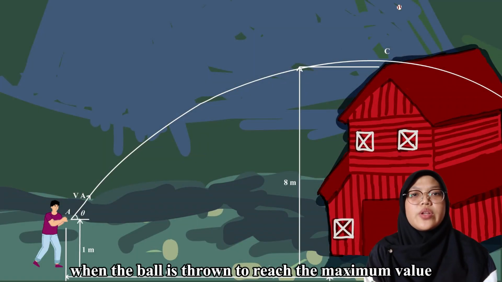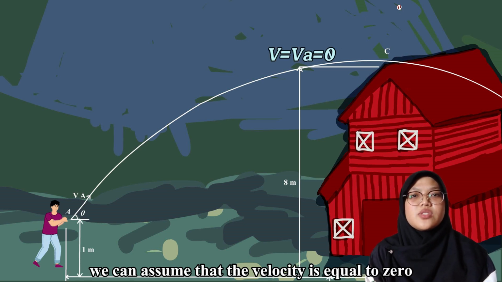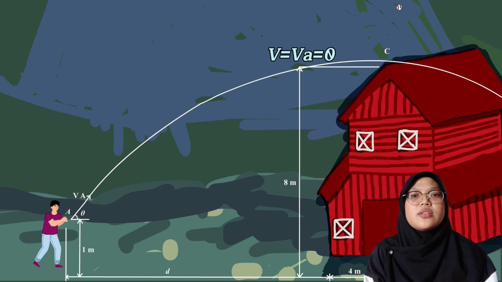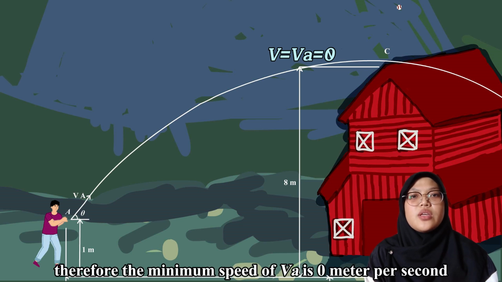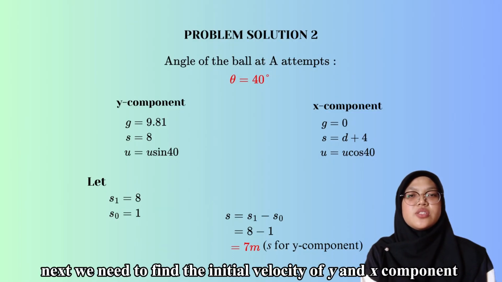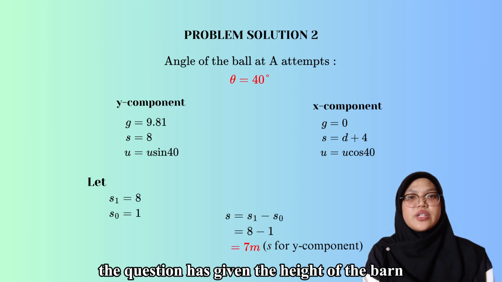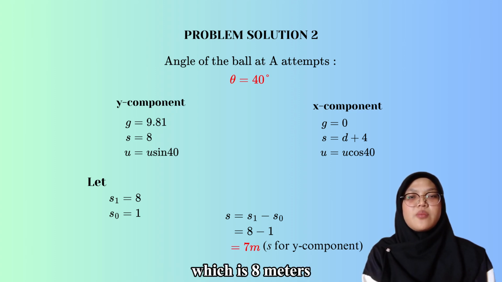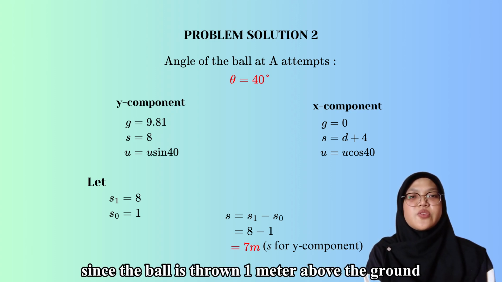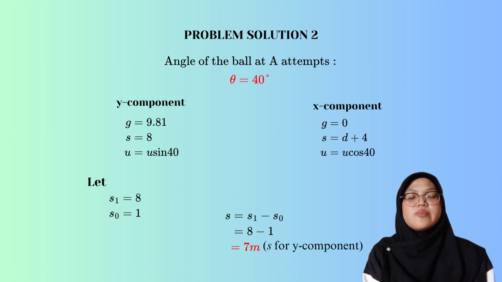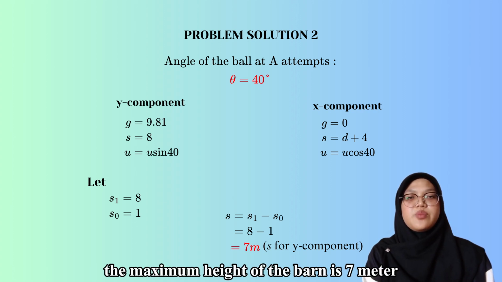From the question, when the ball is thrown to reach the maximum value, we can assume that the velocity is equal to 0. Therefore, the minimum speed of vA is 0 meters per second. Next, we need to find the initial velocity of the y and x components. The question has given the height of the barn, which is 8 meters. Since the ball is thrown 1 meter above the ground, the maximum height of the barn is 7 meters.